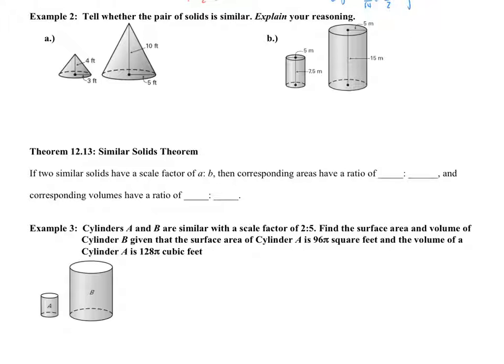Example 2. Tell whether the pair of solids is similar. Explain your reasoning. Now for cones, we need to check the height and the radii. So the ratio of the radii is equal to 3 to 5, and the height 4 to 10, just 2 fifths. So they're not similar.